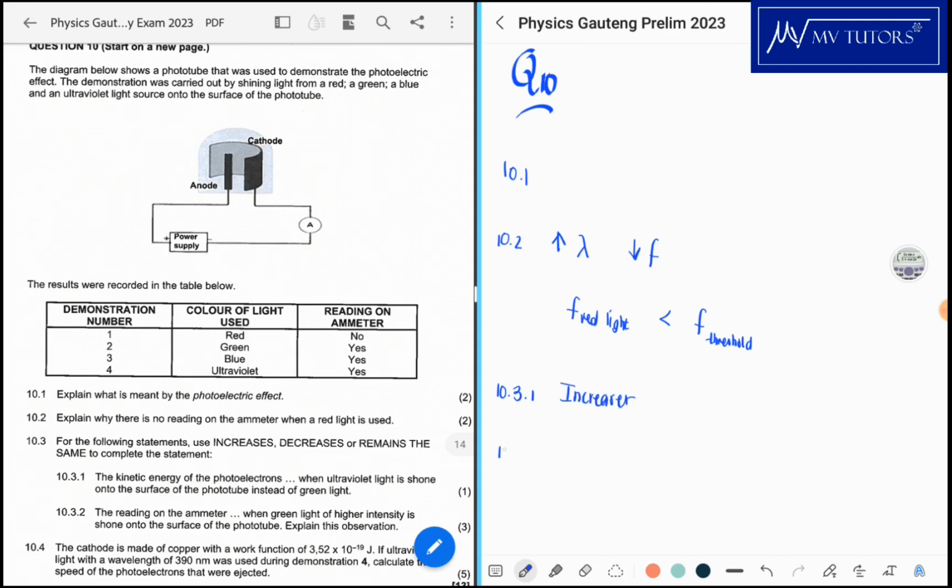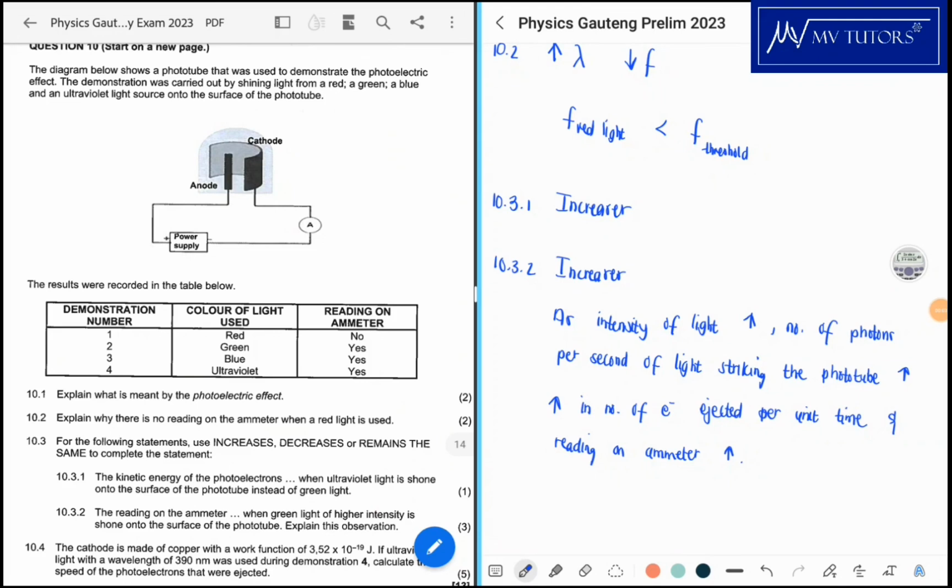All right, and then 10.3.2. The reading on the ammeter when green light of higher intensity is shone onto the surface of the phototube. Now explain this observation. So the reading on the ammeter will increase when green light of higher intensity is used. The key words here are higher intensity. When you have a high intensity, the reading on the ammeter will increase as well. So it increases, and we need to explain this observation.